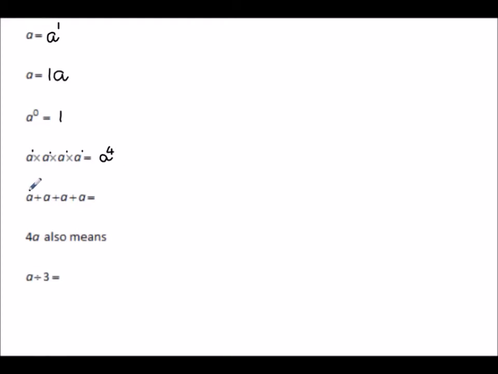If I've got a plus, a plus, a plus, how many terms are there? Well, there are 4 terms. What term? 4 a terms. Notice the difference between a to the 4 and 4a. 4a also means 4 multiplied by a. When we deal with algebra, it makes life a lot simpler or easier to understand if we rewrite a division as a divided by 3.